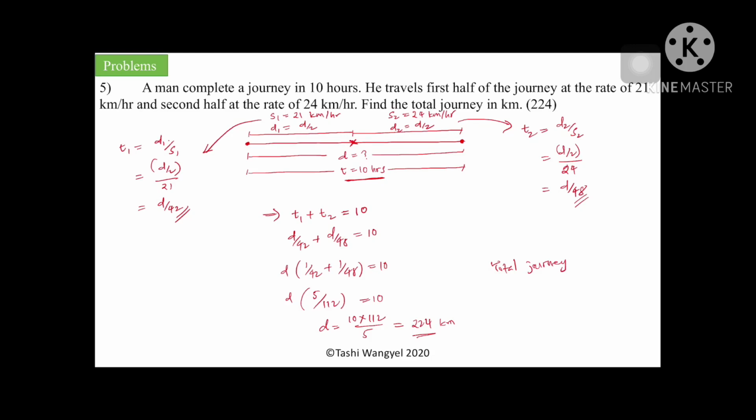The total journey d, the value of d is 224 kilometers. So the total journey is 224 kilometers. In questions where the total time is given, we find t1 and t2, and we know that t1 plus t2 should give 10. Use that condition to solve.